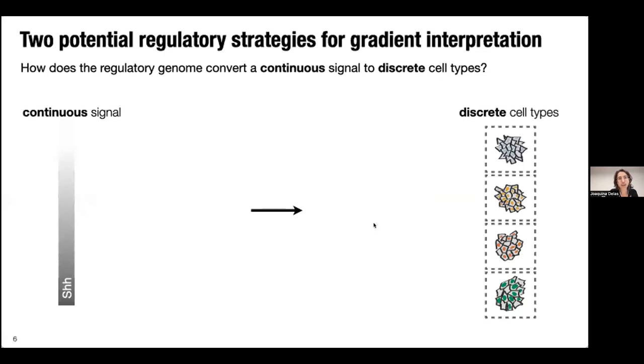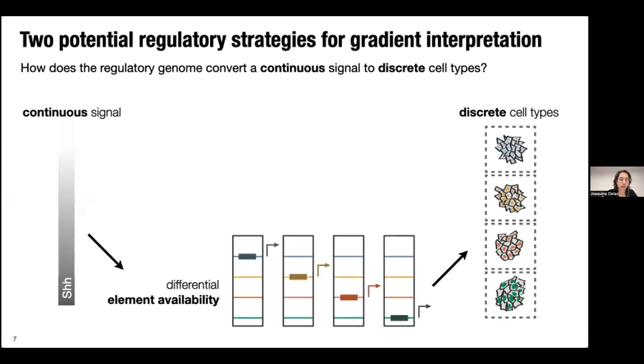continuous signal into discrete cell states, we could come up with two potential strategies. So on the one hand, we thought that different cell types, here again in colors, could rely on a differential element availability strategy. So for example, each cell type would have access to specific elements, like cell type specific enhancers, and these enhancers would drive gene-specific activity in the different cell types, and the availability of these elements would be the main determinant for the regulatory program and the gene expression.